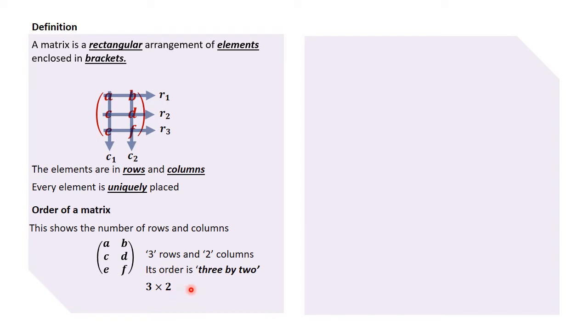Now, please notice that we're talking about the number of rows followed by the number of columns, and strictly in that order, not the number of columns and then the number of rows, because that is important as we are marking the order of a matrix. And you shall see how that is important in subsequent lessons.